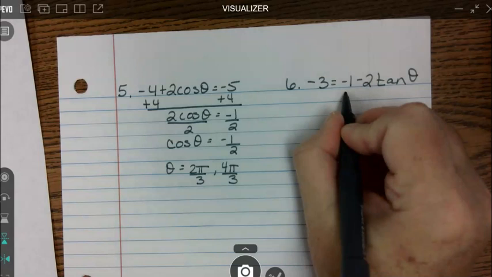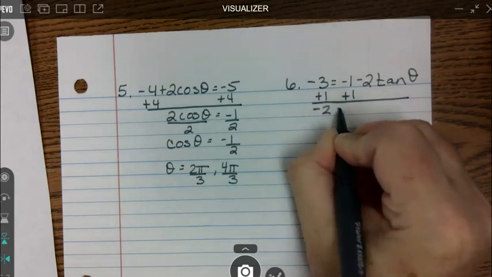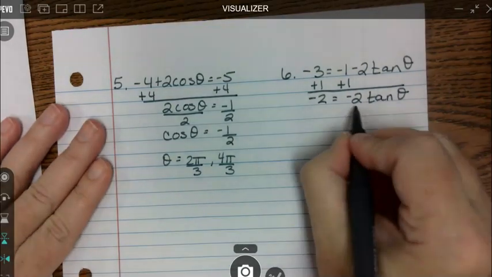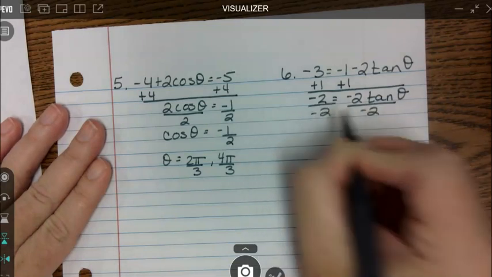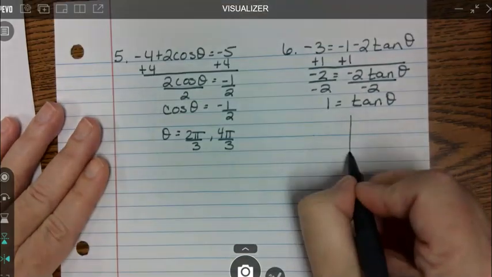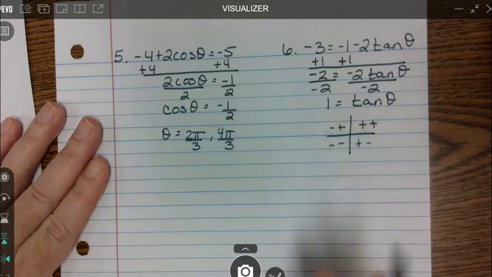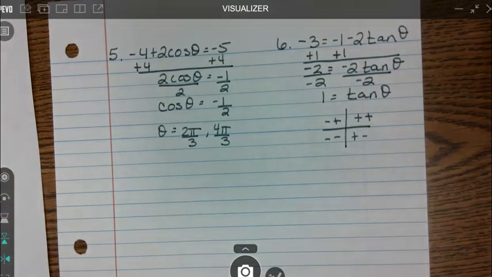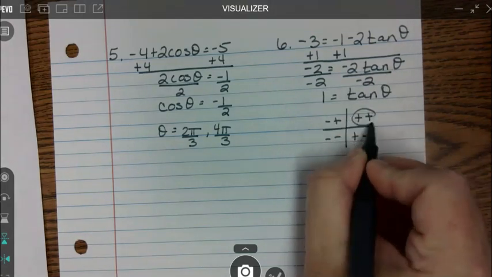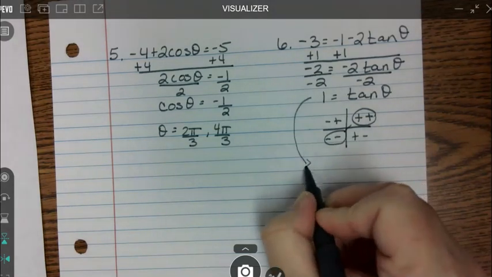Okay, so I'm going to add 1. So I get negative 2 equals negative 2 tangent theta. We're going to divide by negative 2, and we get 1. Because this is tangent, we have to do this. Plus, plus, minus, plus. Okay. We want positive, so it would be these 2. So we're now going to pick this back up.